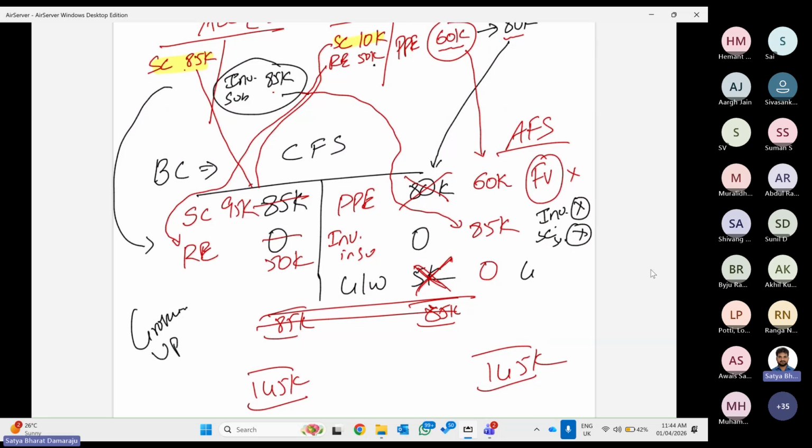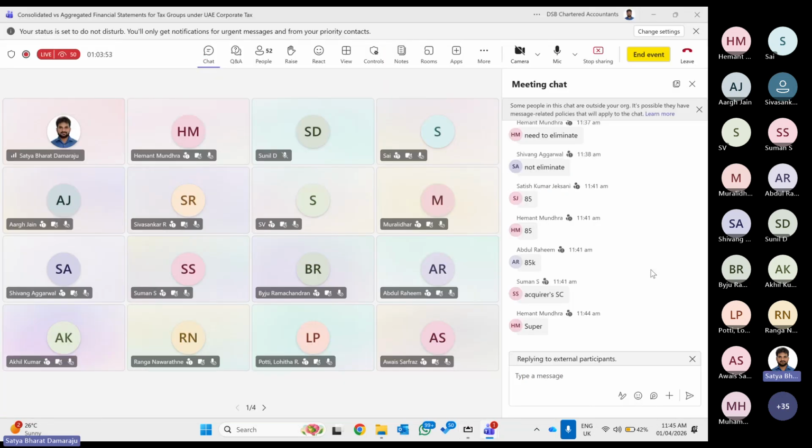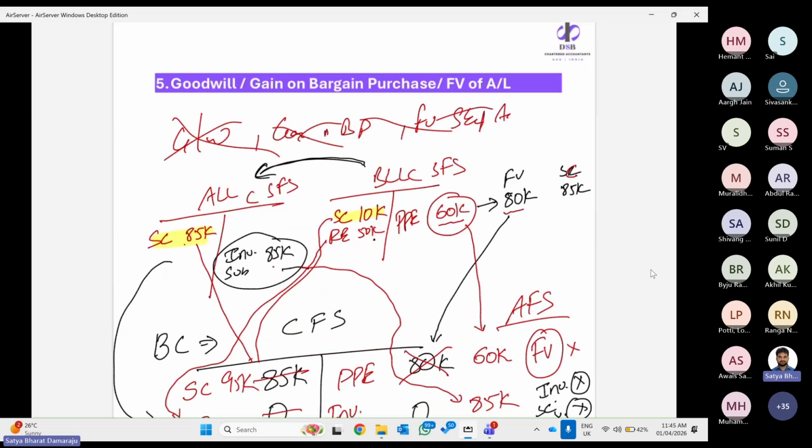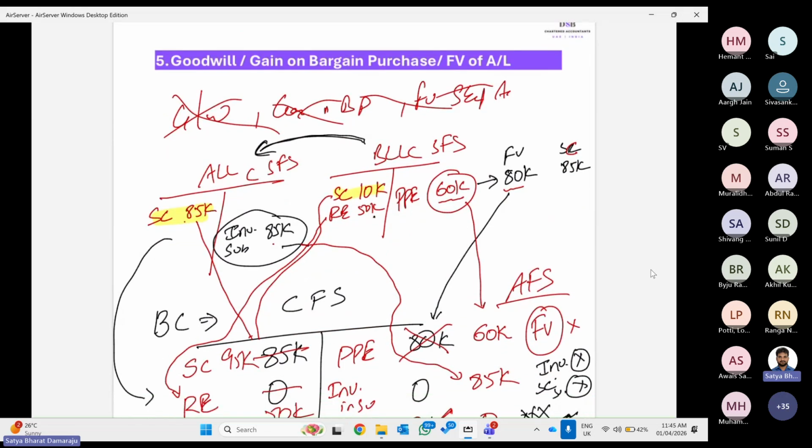Clear? Goodwill, gain on bargain purchase, or any kind of fair value adjustments for the assets and liabilities should not be there in the AFS. Just line by line, add it, bring it and present it. Clear? Okay. However, with one exception. One exception they have given.